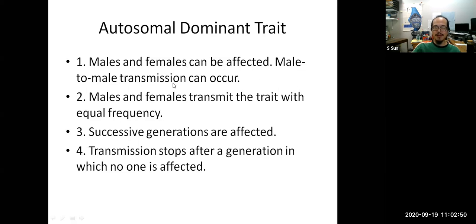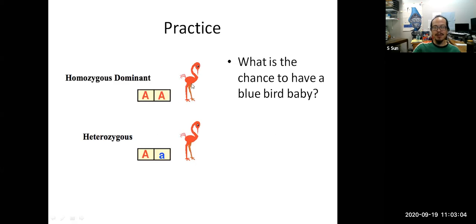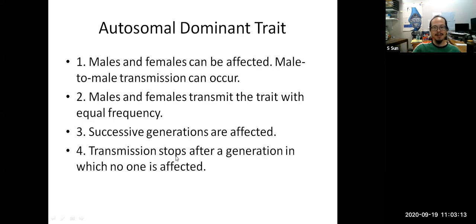Male to male transmission can occur, because from father to son, right? It's possible. It doesn't really matter about the sex. When we talk about this practice, we don't really care whether this is mom or this is dad. It can be dad and mom, right? It doesn't really matter. So sex is not a factor. Male to female transmission has equal frequency.